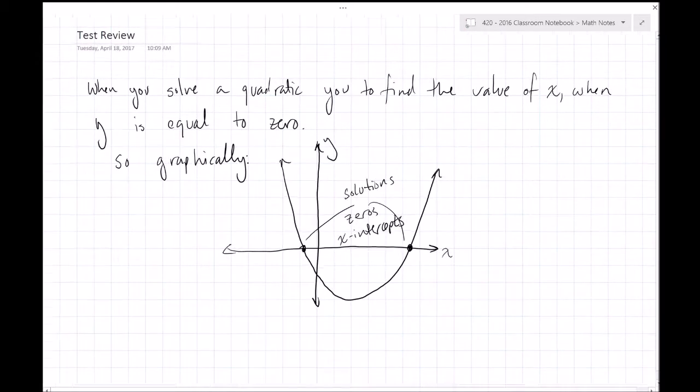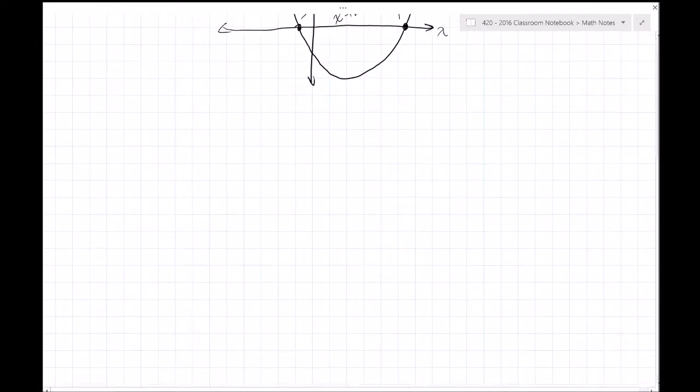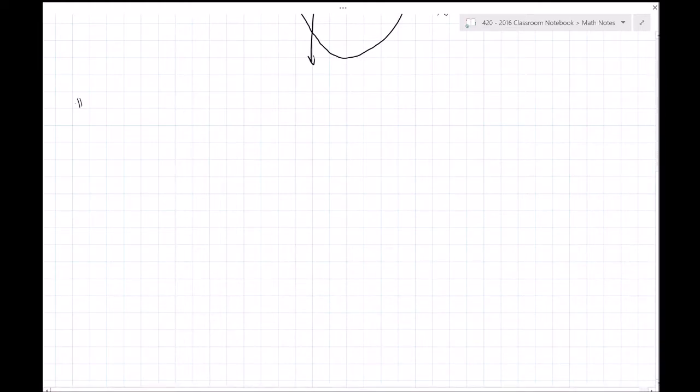So you have this prep packet that we started today in class, and I'm going to go through it, and I'm going to do a bunch of the problems so that you can cross-check against what you're doing. So we're going to start with number 4. Number 4 is a solving by factoring problem.